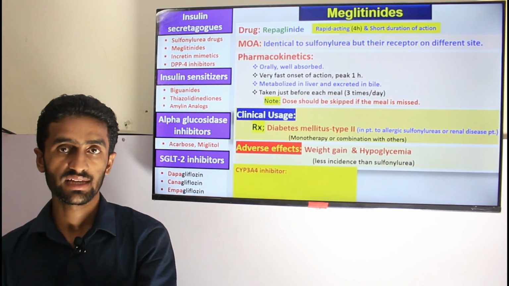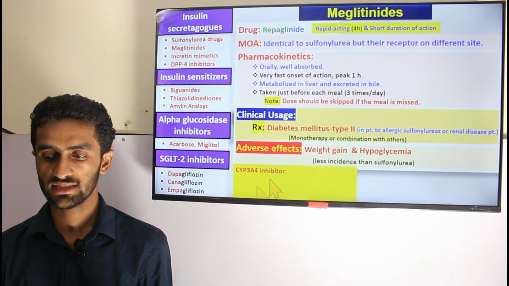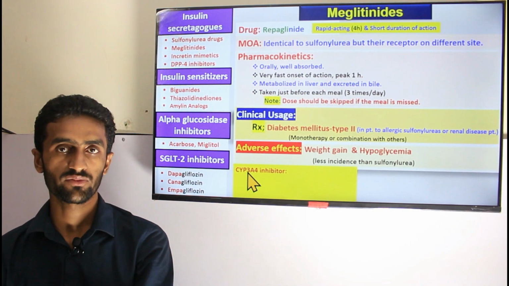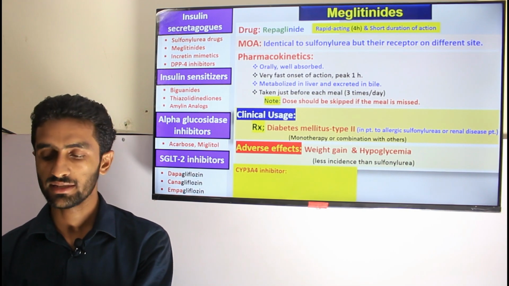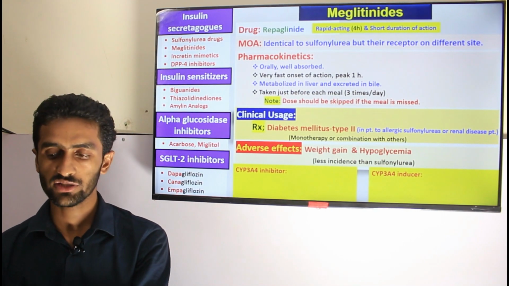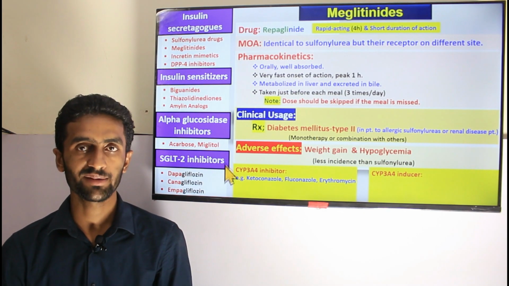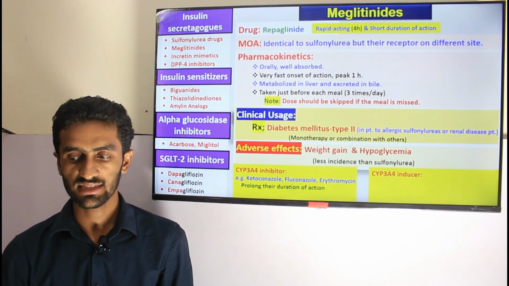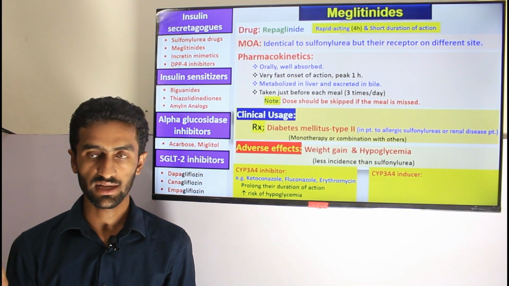There are some other very important things regarding their metabolism. The enzyme is cytochrome P450 family 3A4. If someone is taking an inhibitor, like ketoconazole, fluconazole or erythromycin, these are inhibitors of this enzyme, so they will increase the duration of action of the drug, and there will be a higher risk of hypoglycemia.